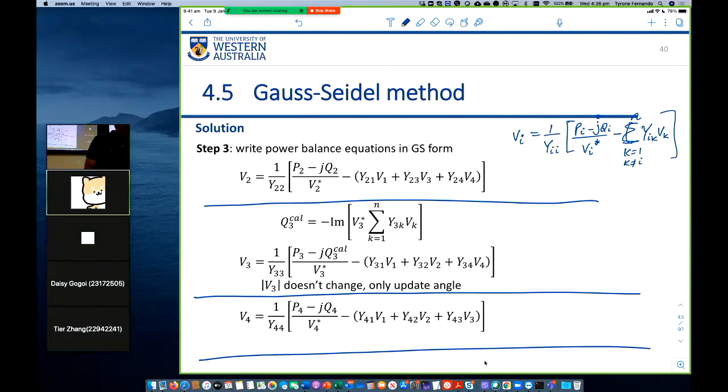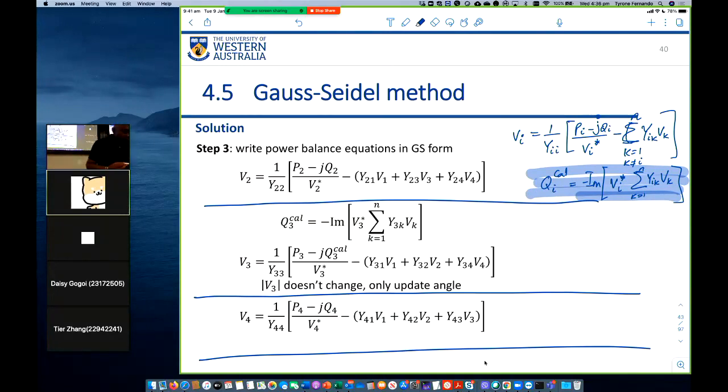And Qcal is what? Qi cal is equal to minus imaginary of Vi star, sum over k equal to 1 to n, Yik Vk, right? So that's one equation. Those two equations will be given to you, right?